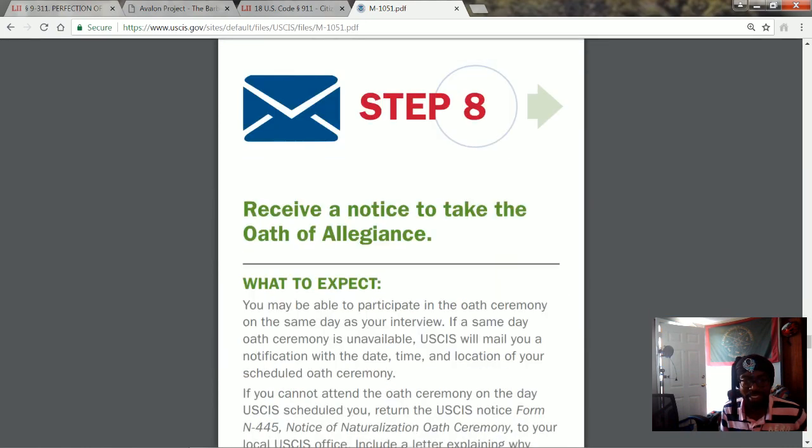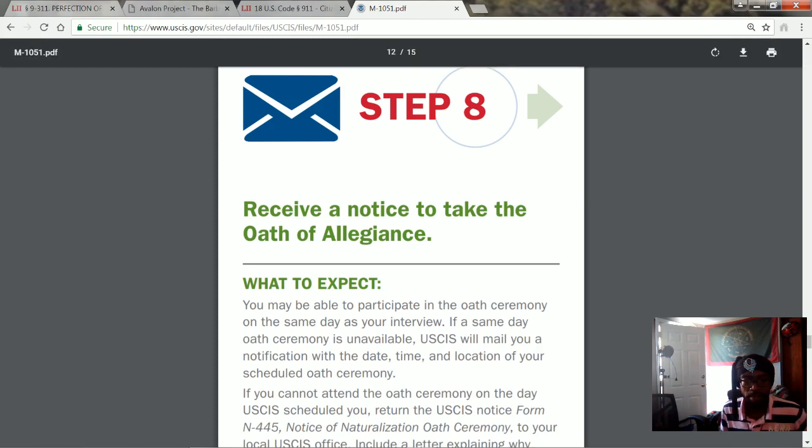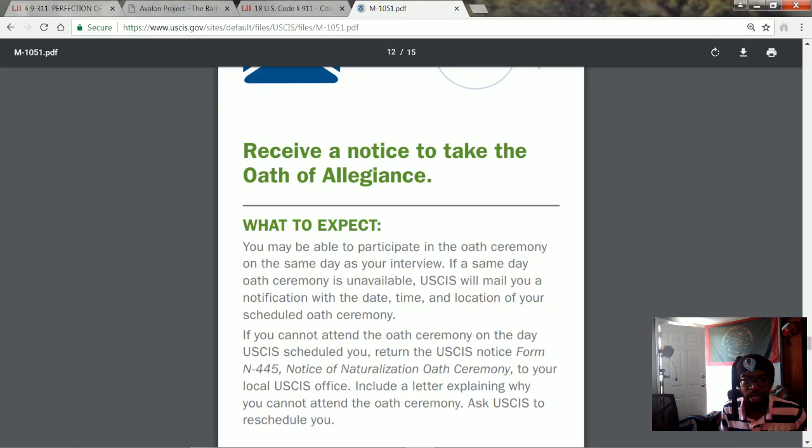Receive a notice to take the oath of allegiance. If you go through, what to expect. You may be able to participate in the oath ceremony on the same day as your interview. If a same-day oath ceremony is unavailable, USCIS will mail you a notification with the date, time, and location of your scheduled oath ceremony. If you cannot attend the oath ceremony on the day USCIS scheduled you, return the Notice of Naturalization Oath Ceremony, that's the N-445 form, to your local USCIS office. Include a letter explaining why you cannot attend the oath ceremony. Ask USCIS to reschedule you.